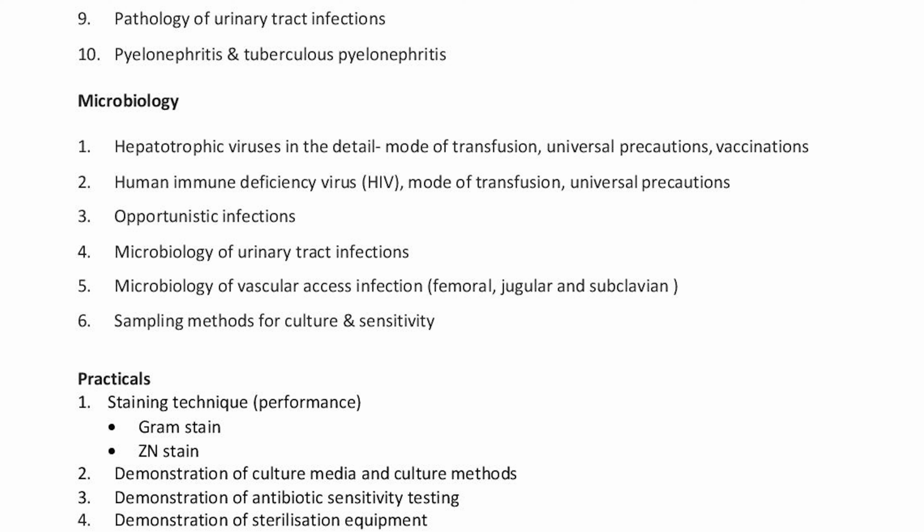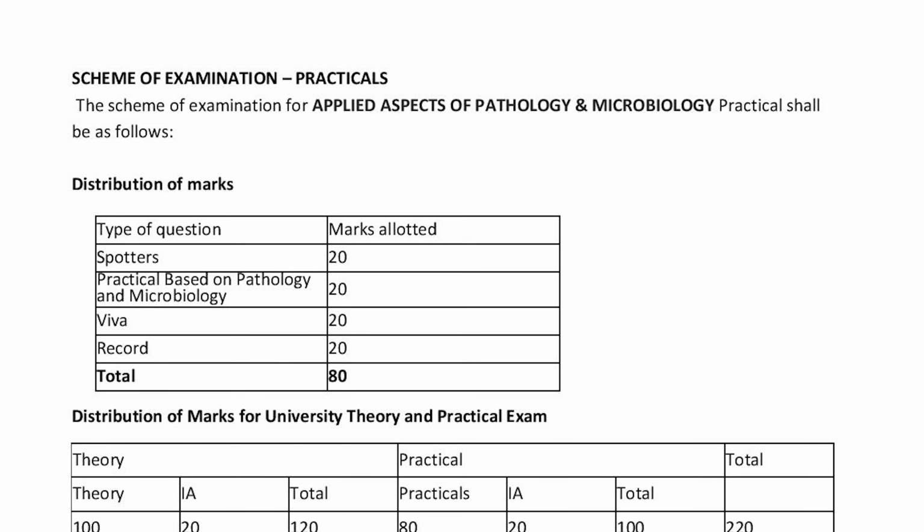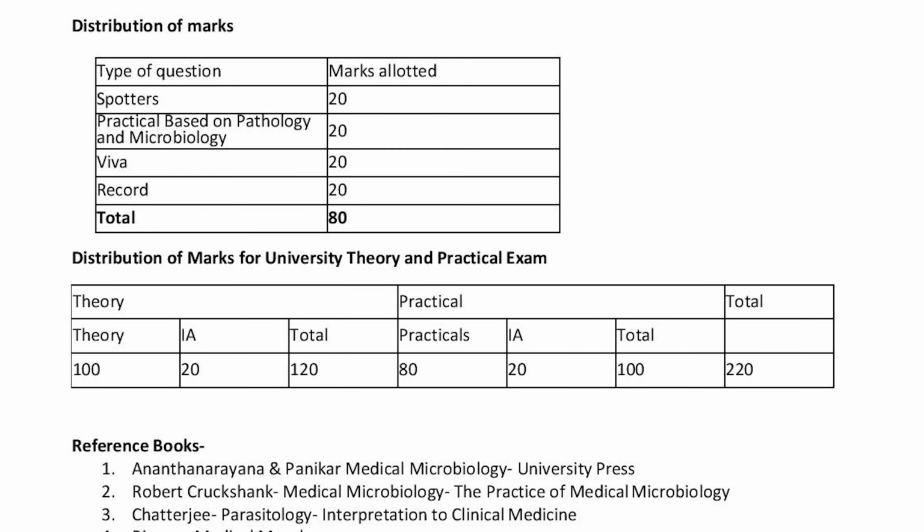Second, let's look at microbiology. 1. Hepatotropic viruses in detail. Mode of transmission, universal precautions, vaccinations. 2. Human immunodeficiency virus, HIV, mode of transmission, universal precautions. 3. Opportunistic infections. 4. Microbiology of urinary tract infections. 5. Microbiology of vascular access infection, femoral, jugular and subclavian. 6. Sampling methods for culture and sensitivity. There is also a practical exam on the paper.